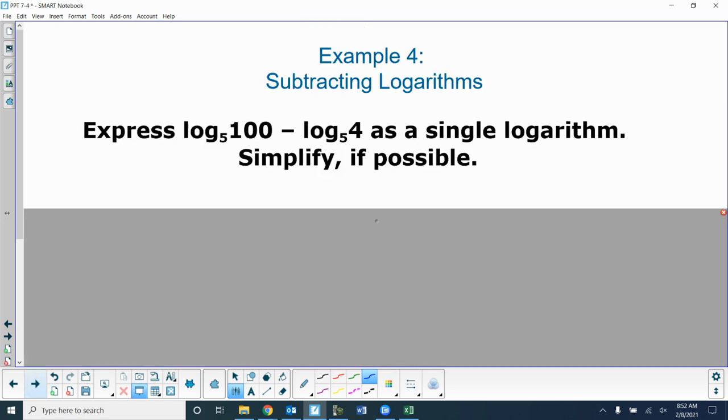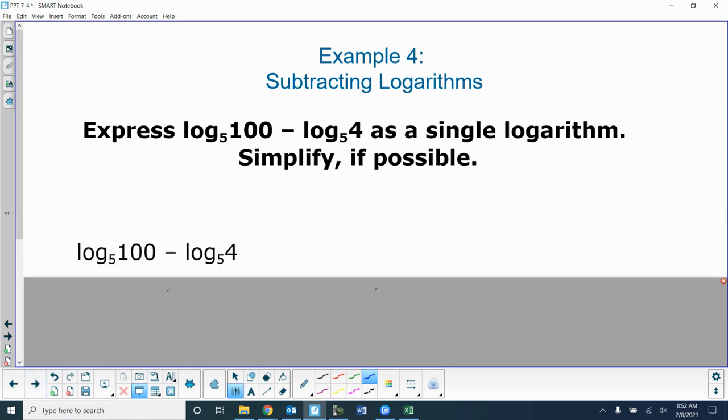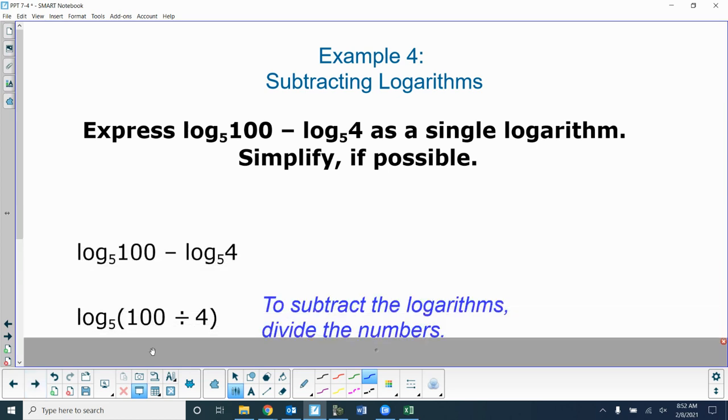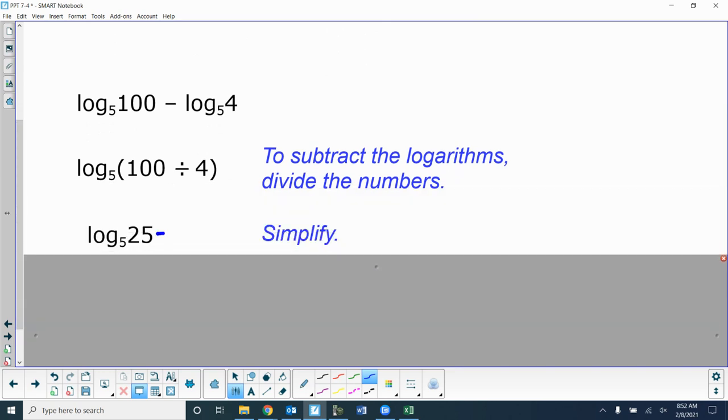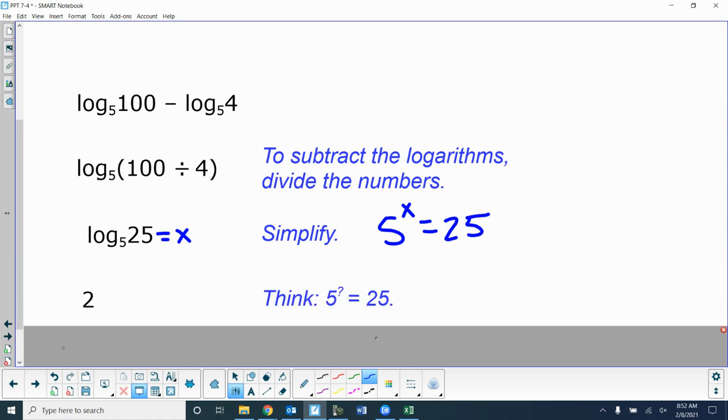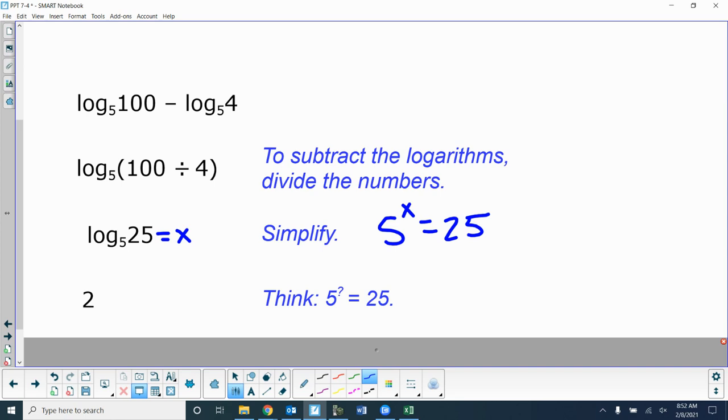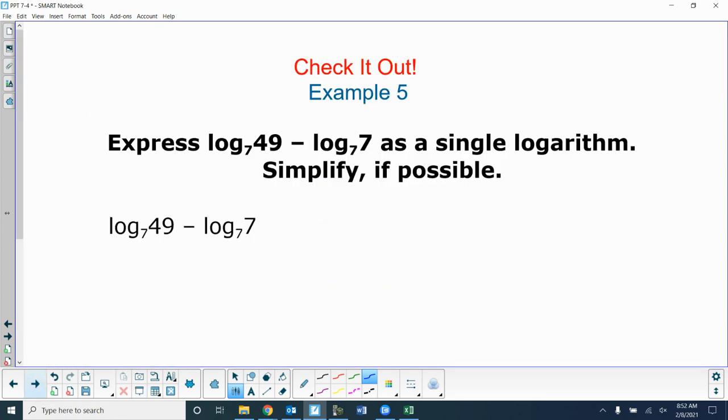Okay? So since it's subtraction, what do I do with the 100 and the 4? Divide. What's 100 divided by 4? 25, right? All right, so we're thinking equals X. So 5 to what power is 25? 2. Right, so the answer is 2. Okay? Again, once you get it to look like this, I'll show you how to put it in your calculator here in a few minutes.